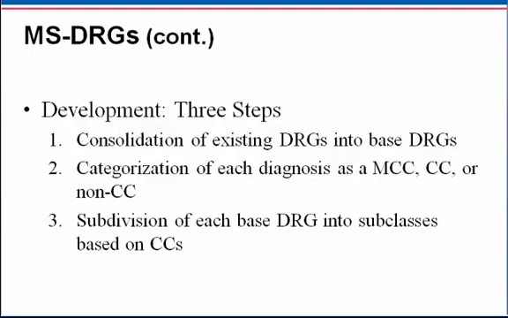Development of MS-DRGs was a three-step process. We needed to consolidate existing DRGs into base DRGs. We needed to categorize each diagnosis into either an MCC, a CC, or a non-CC. Subdivision of each base DRG was then put into subclasses based on those complications or comorbidities.